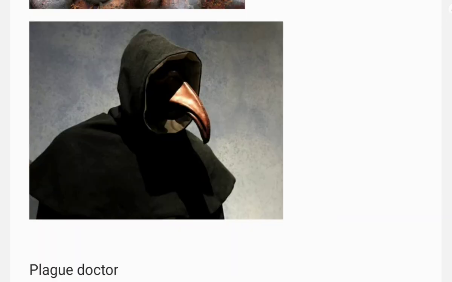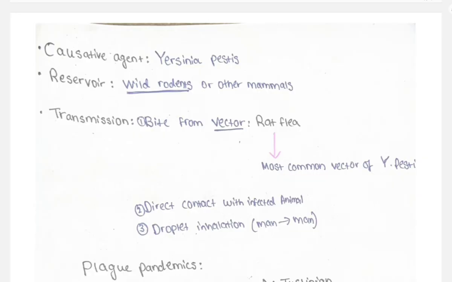As you may see over here, the infamous plague doctor. Basically, these guys, back in the day, before science-backed treatments, did their best to control the plague with the limited knowledge they had. And just like it caused a pandemic in England, there were other pandemics, and we'll be diving into all of them today in a little detail. So as we already know, the causative agent for plague is Yersinia pestis, and the reservoir are wild rodents or other mammals. Basic reservoirs where this Yersinia pestis resides.